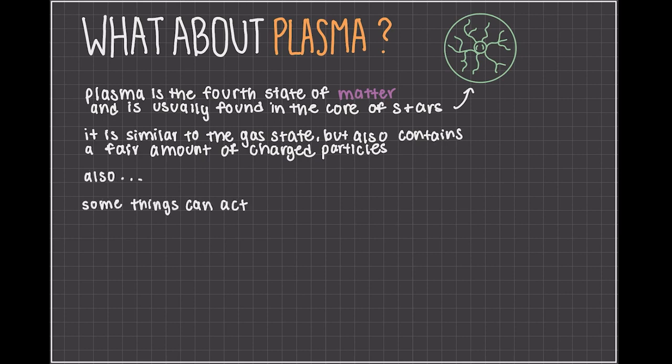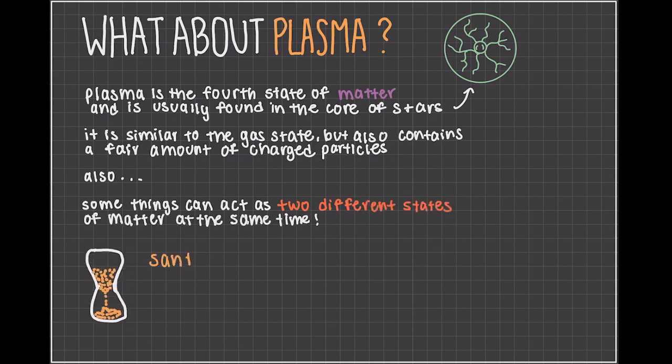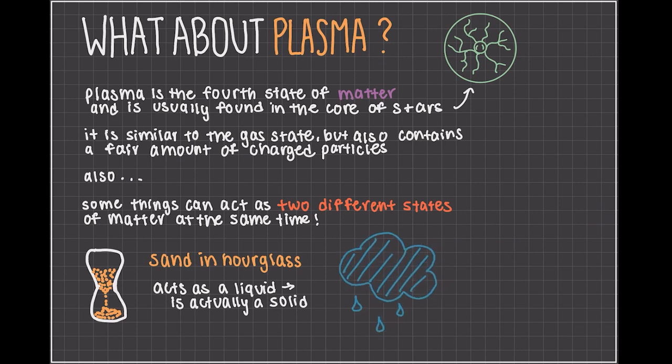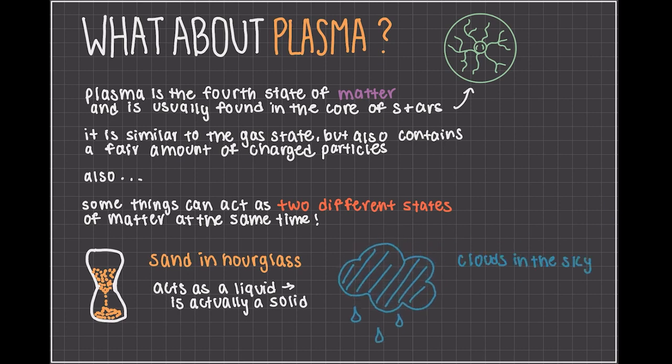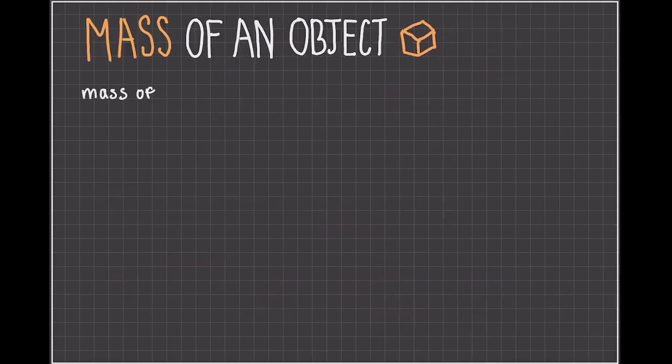Though there are four states, some things can also act as two different states at the same time. Take sand in an hourglass, for example. It acts like a liquid, but sand is actually solid. Now look at clouds. Clouds are simultaneously a mixture of air and water, almost existing at both gas and liquid states.